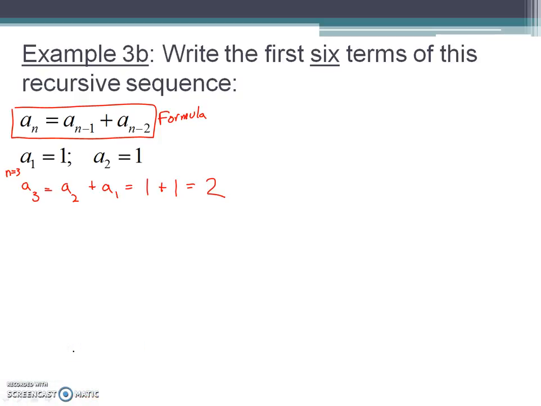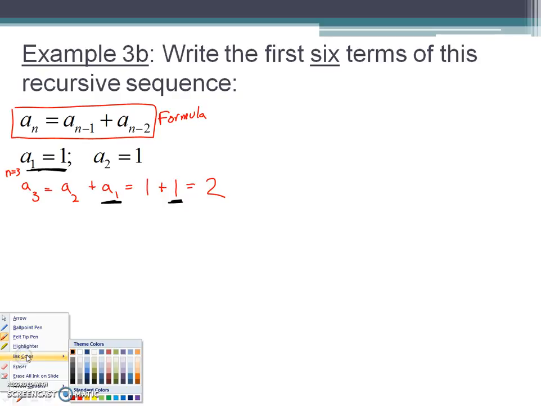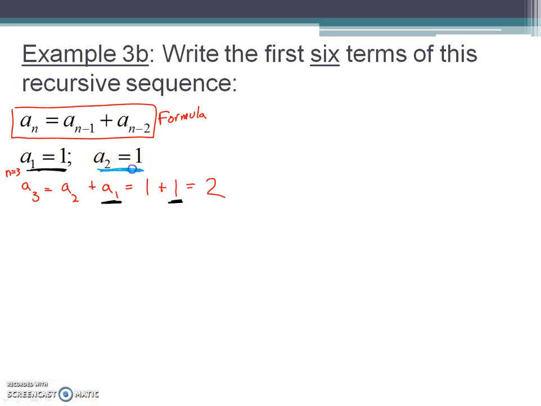So now let's think this through. The first term is 1. That's this guy. And the second term is also 1. So that's this guy. Now the third term is, of course, 2. Pretty basic. Now, let's go find the fourth term.